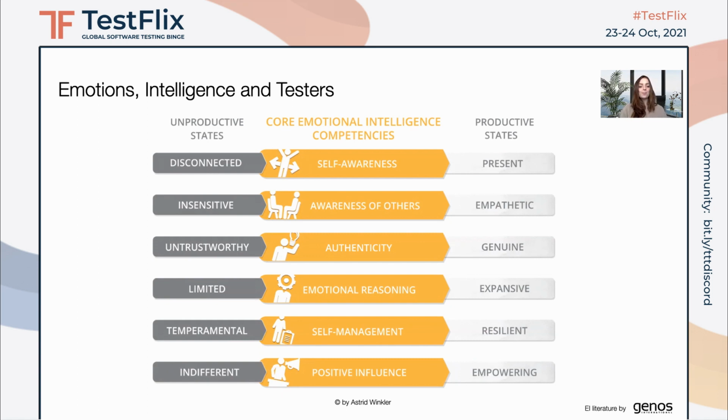Emotional reasoning. Emotional reasoning is about using the information in feelings from oneself and others and combining it with facts and information when decision making. Self-management. Self-management is about managing one's own mood and emotions, time and behavior, and always improving oneself. Positive influence. Positive influence is about positively influencing the way others feel through problem solving, providing feedback, and recognizing and supporting others' work.